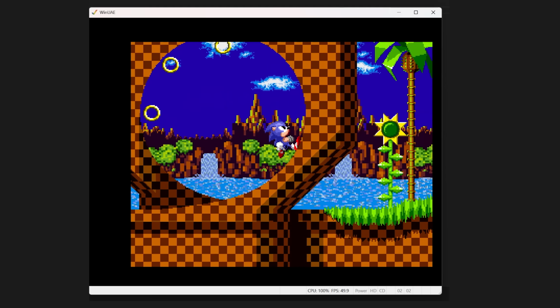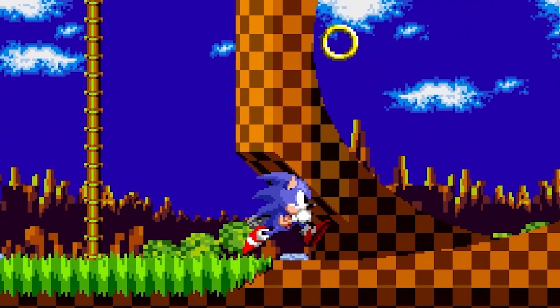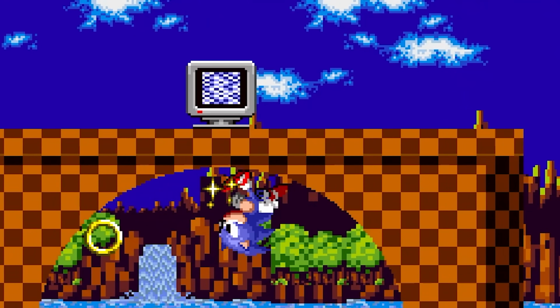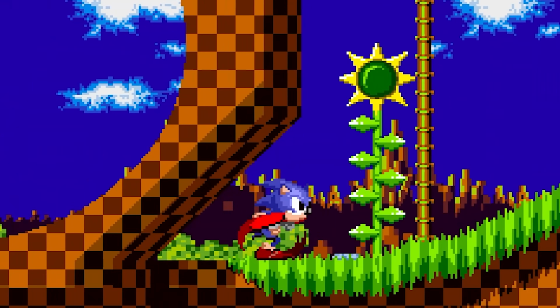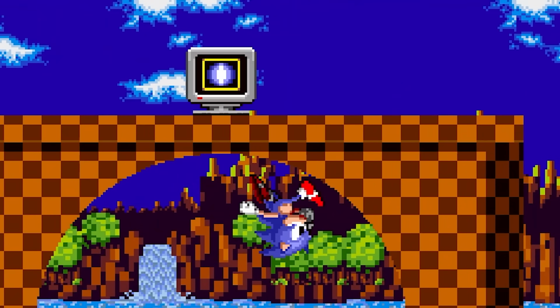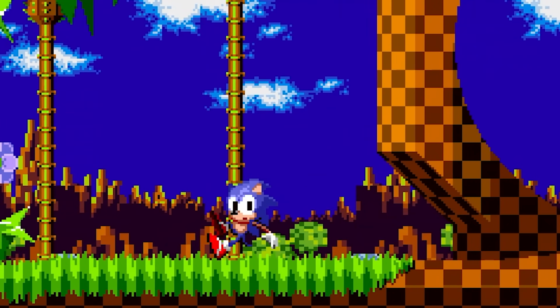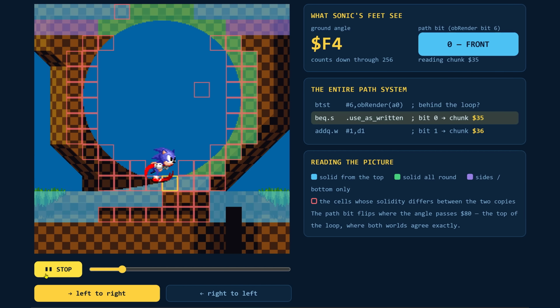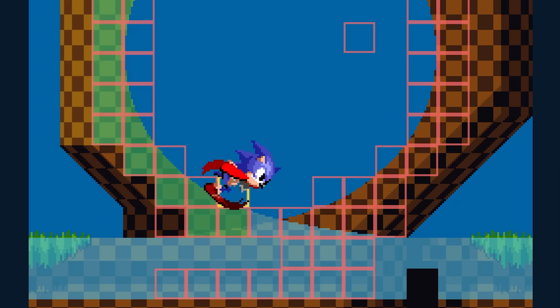Let's look at the classic Sonic loop. We've already covered the building blocks that enable Sonic to traverse through the scenery in the game. But if we look in detail at how the loop works, it's clear that it behaves differently depending on the direction it's approached from. If Sonic approaches from left to right at the correct speed, he cleanly runs around the loop. But the loop effectively crosses over itself, and Sonic can also approach from the opposite direction.